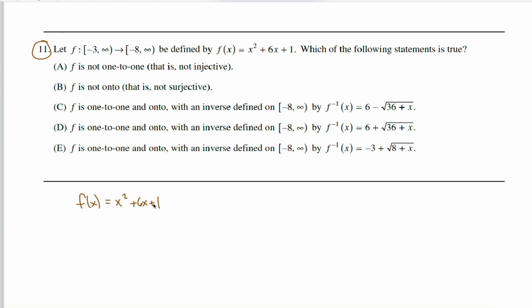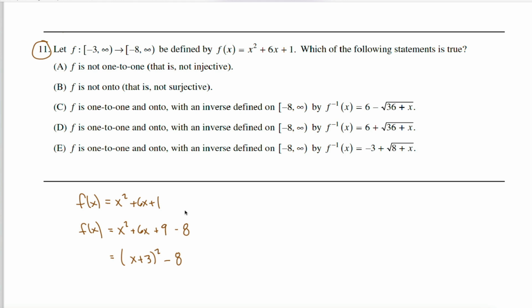X squared plus 6x plus 9 would be a perfect square, but I don't have x squared plus 6x plus 9. That's okay. We can make this x squared plus 6x plus 9 by just adding 8 to both sides of the equation. Or if you don't want to add to an f of x, add 8 and then subtract 8 so that you're not changing the original function. Whatever. The reason we did that is now we have our perfect square. X squared plus 6x plus 9 is just x plus 3 squared. So my original function can be rewritten as x plus 3 squared minus 8.